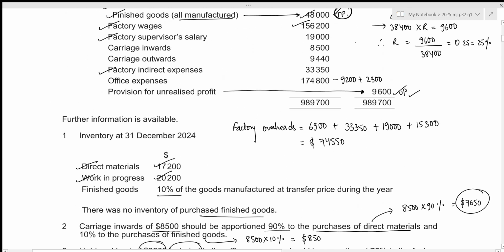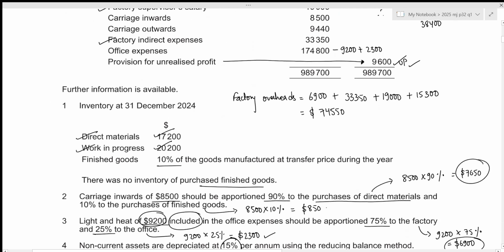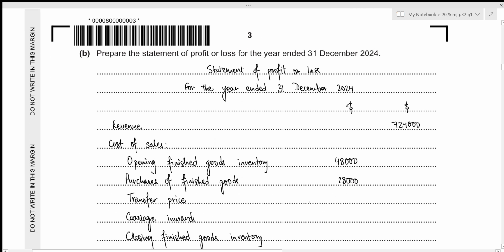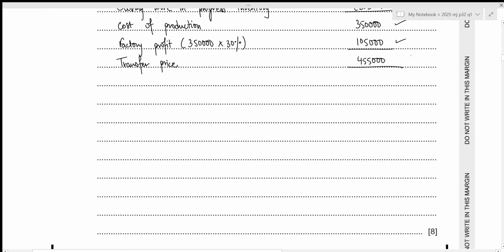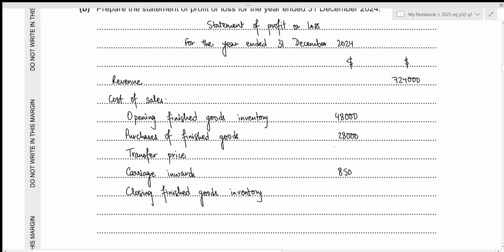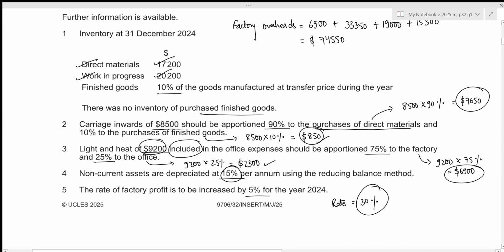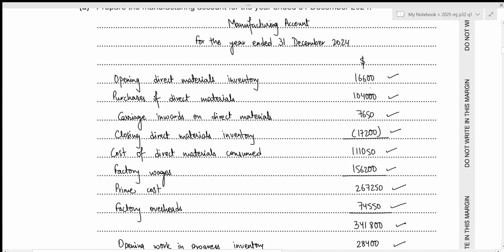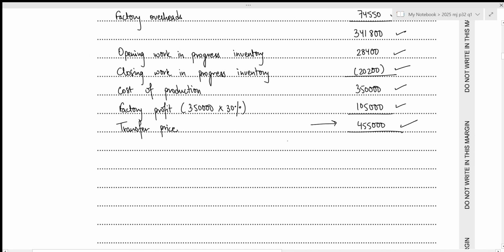Alright, then for the carriage inwards, we have 850 here. So we need to include this for the purchases of finished goods. So we have 850. For transfer price, we've already calculated the value to be 455,000. Now for our closing finished goods inventory, this is supposed to be 10% of the goods manufactured at transfer price during the year. So this is just 10% of this value. So 455,000 times 10%. This will result in the value of 45,500.